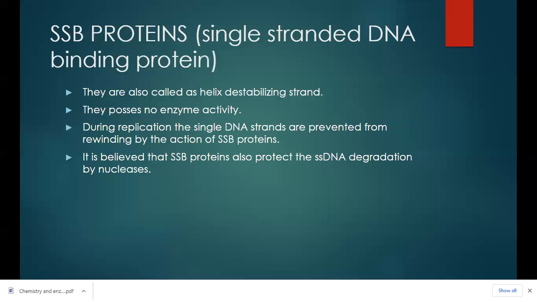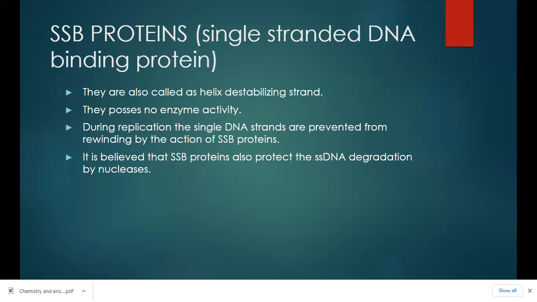So the next enzyme is SSB protein, single-stranded DNA binding protein. They are also called helix destabilizing proteins. So they destabilize the helix and they possess no enzyme activity. They don't act exactly like an enzyme, which is why they're called SSB protein.